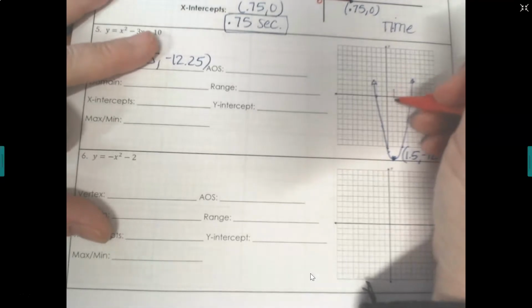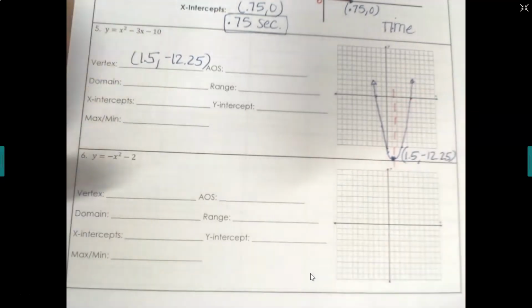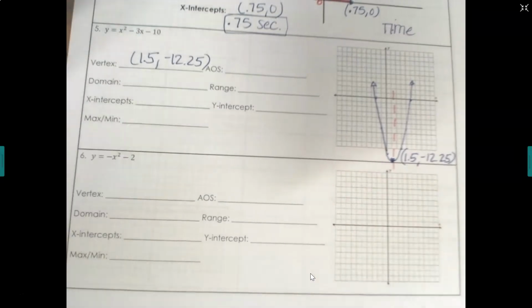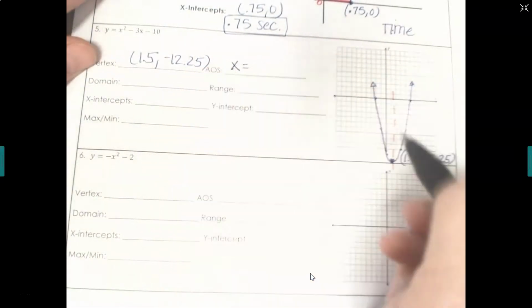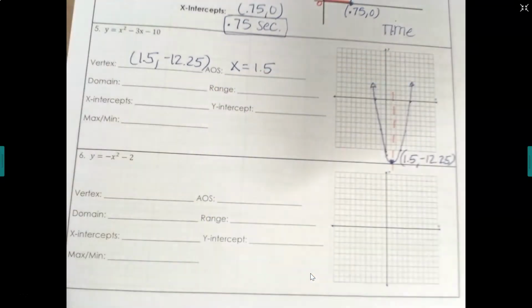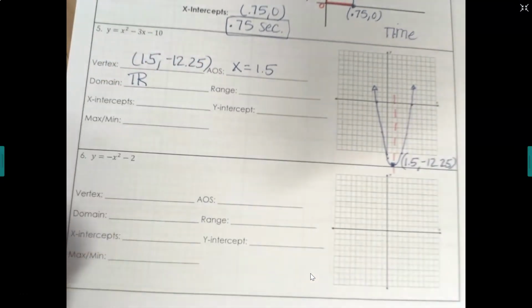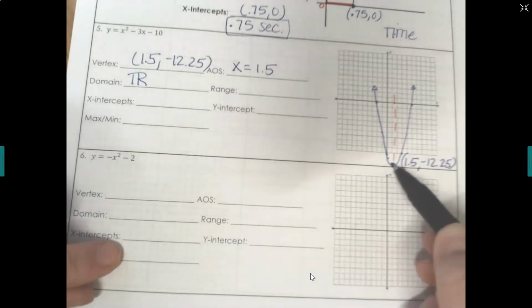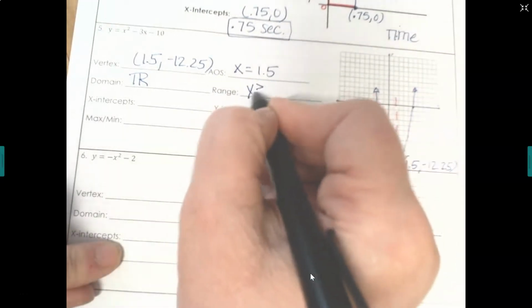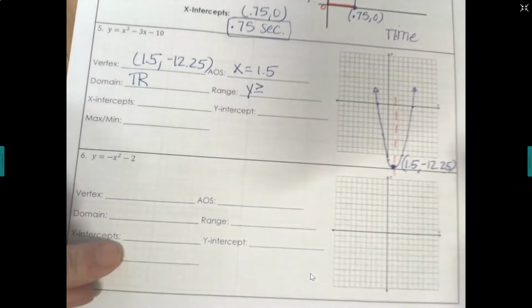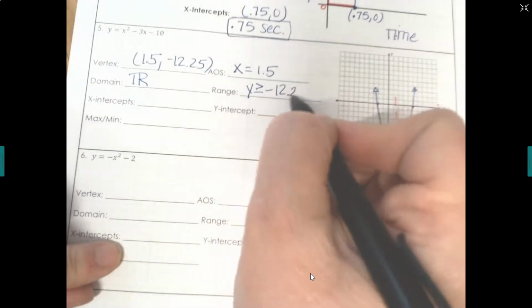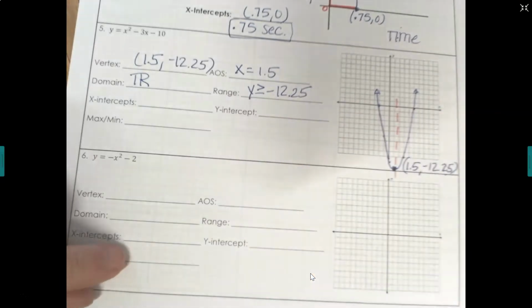Our axis of symmetry, remember, goes right through the vertex. So you want to use the x value of the vertex, which is 1.5. So it's x equals 1.5. Your domain, this is not a real world problem, so your domain is not ending left or right, so it's all real numbers. Your range, the whole graph is above the vertex, so your range is going to be greater than or equal to the y value of the vertex, which is -12.25.